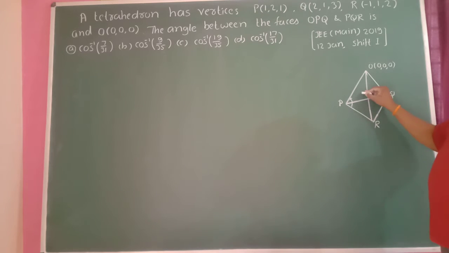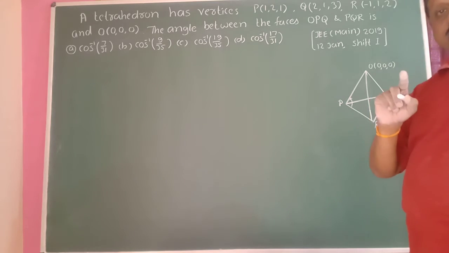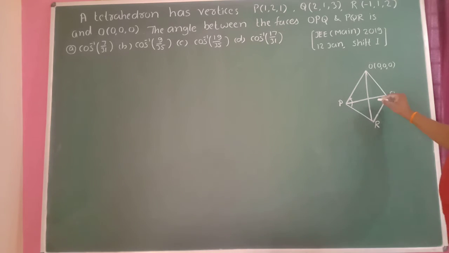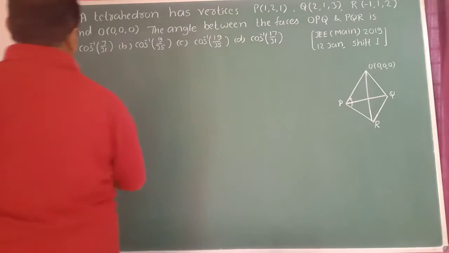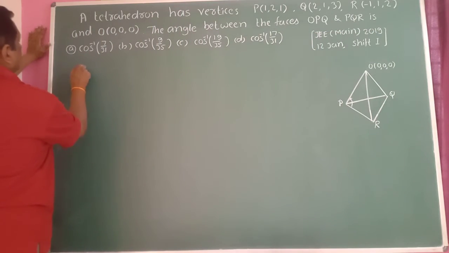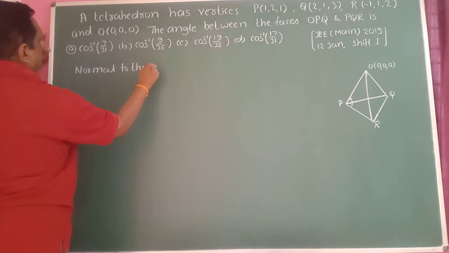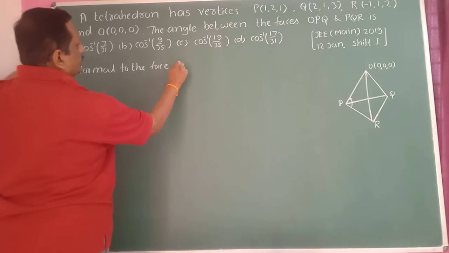Therefore, find a normal to both faces. The angle between the planes is equal to the angle between the normals. Therefore, first find the normals to these two faces. So the normal to the face OPQ.